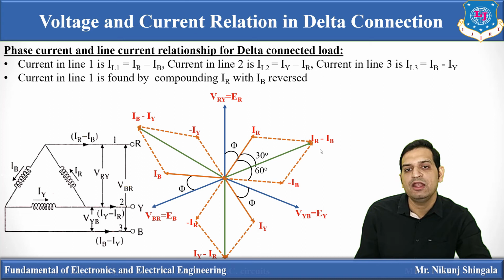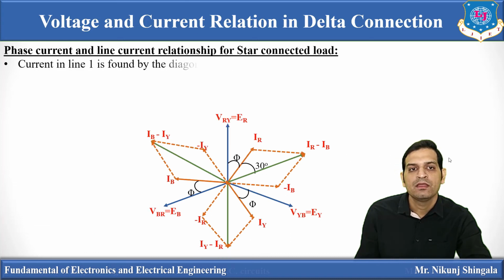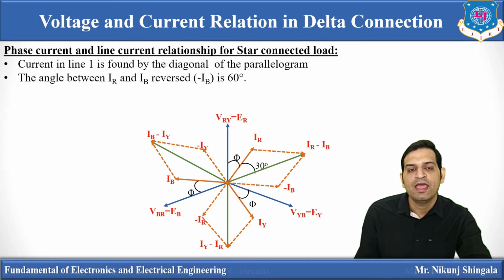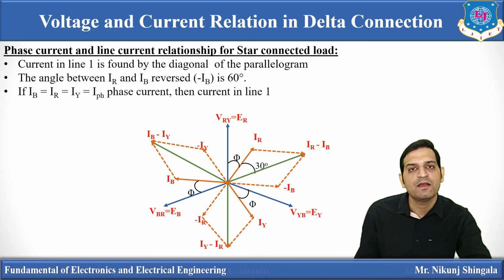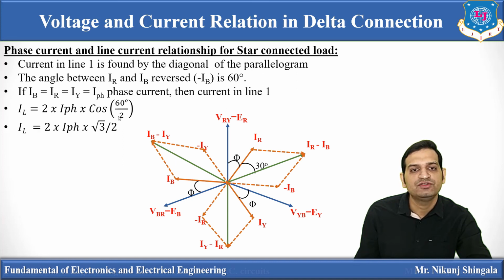Now let us determine the value of this diagonal using the parallelogram method. So the current in line 1 is found by the diagonal of the parallelogram. The angle between IR and IB reverse, that is minus IB, is 60 degrees as discussed. As it is a balanced system, IB, IR and IY will be equal to I phase. So IL is equal to 2 into I phase into cos 60 by 2. That is the equation to determine the value of the diagonal of a parallelogram if all the sides have the same value.